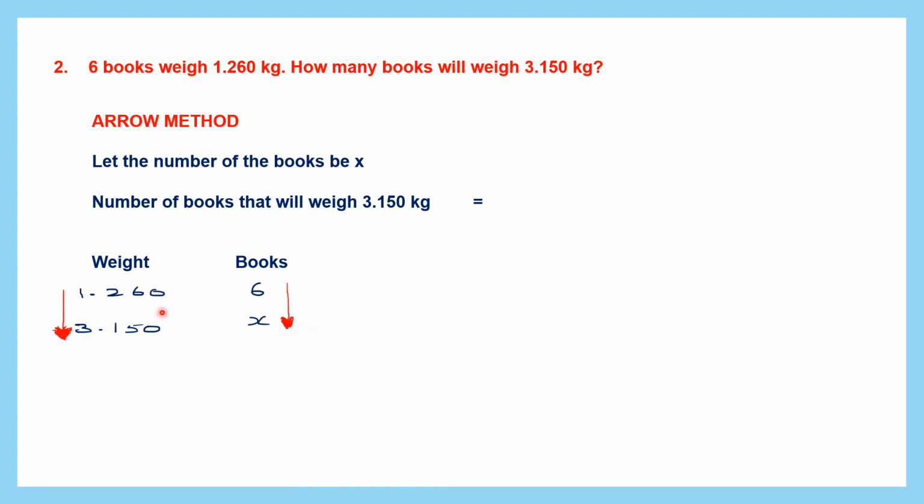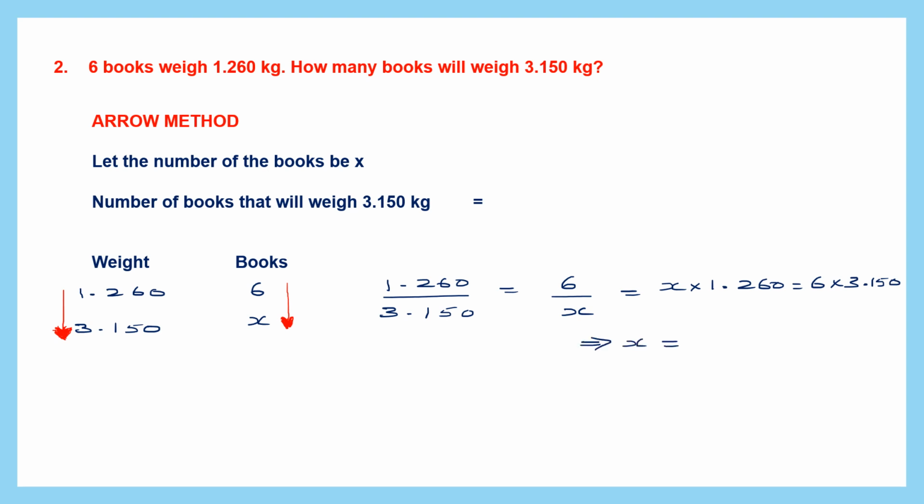So we're going to write this as fractions. Remember, the starting point of this arrow, the number will be on top. So here what do I have? I have 1.260 and below that I have 3.150. And this is equal to, again here also the fraction will be 6 by X. Now let's do cross multiplication. So that means this is going to be X into 1.260. This is equal to 6 into 3.150.